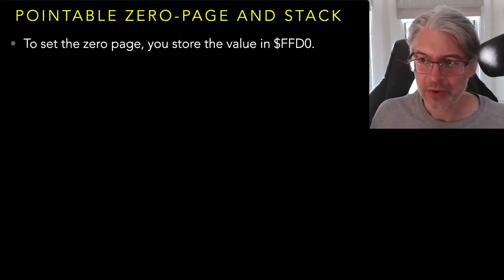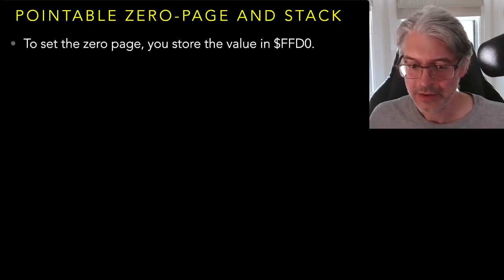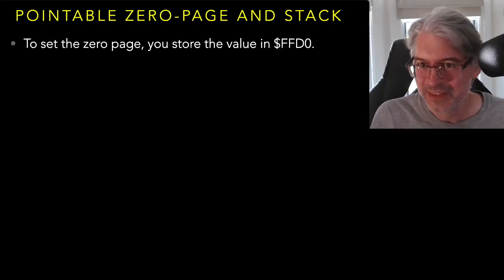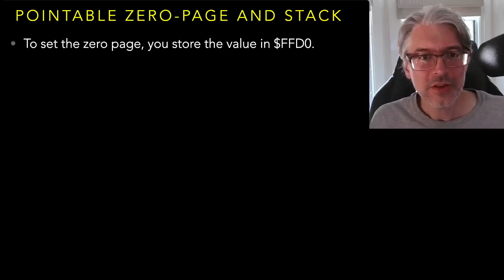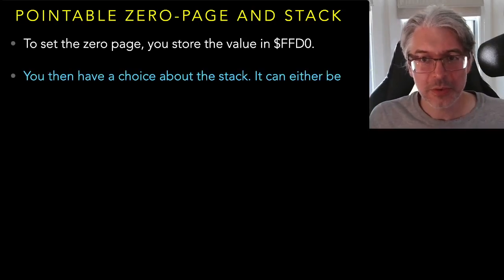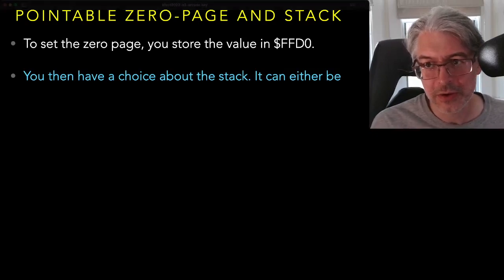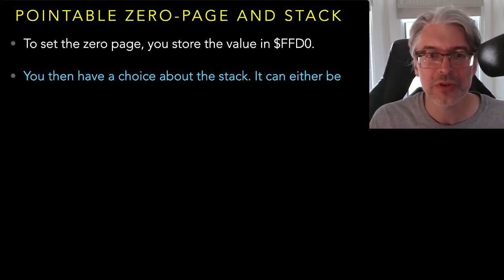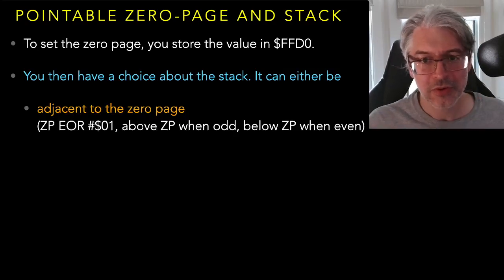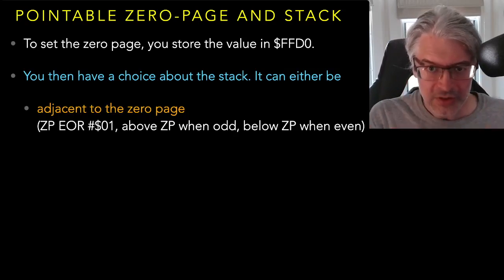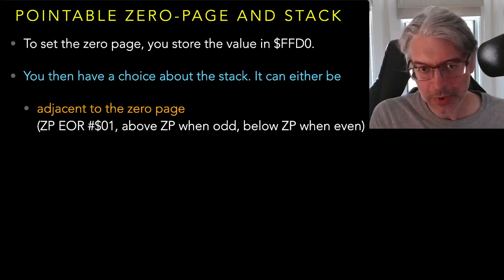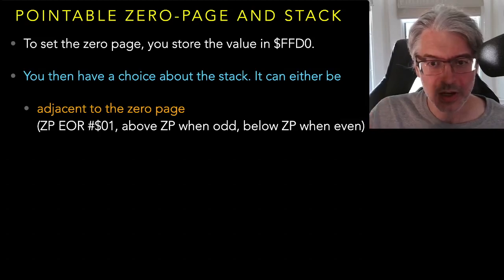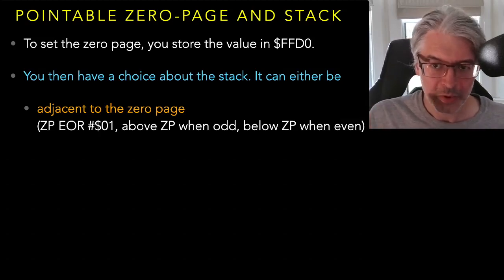But what that also means is that in the interrupt handler, I can't rely on the stack or the 0 page being in any place I know. So this is the way it works. To set the 0 page, you store the value in FFD0. That will tell the Apple III what to report as the 0 page. And then you have a choice about the stack. It can be adjacent to the 0 page, so it's the 0 page exclusive or 1. That'll wind up being above the 0 page you picked when it's odd, or below if the 0 page you picked is even.